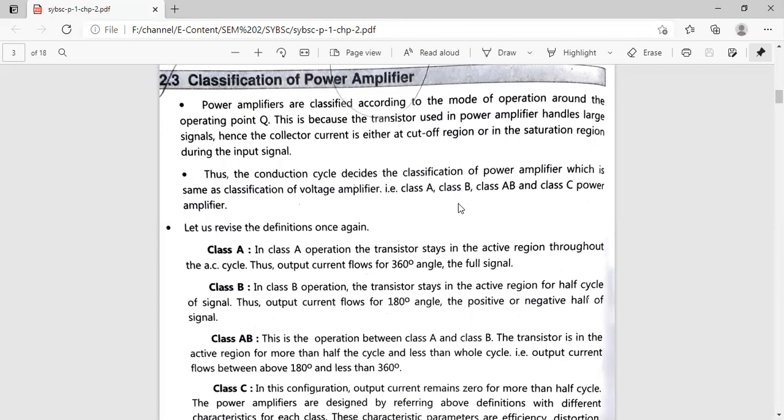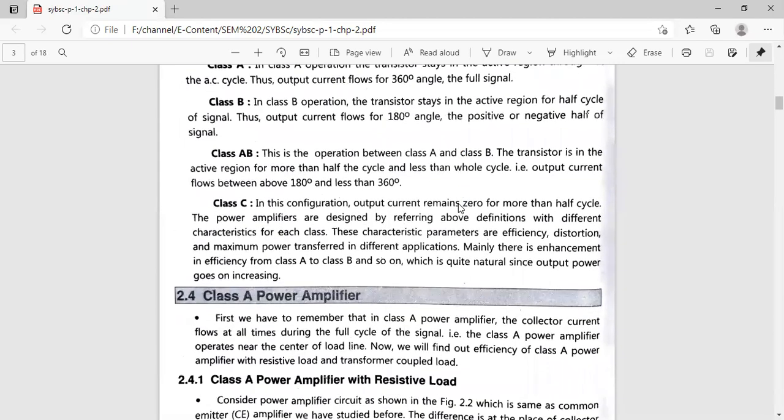In case of class AB amplifier, this is an operation between class A and B. In class A, we had our Q point at the middle of the DC load line. In class B, we had our Q point at the extreme end of the DC load line. So in class AB, we have our operating point between class A and class B. The transistor is in the active region for more than half cycle and less than the complete cycle. That is, output current flows between 180 and 360 degrees.